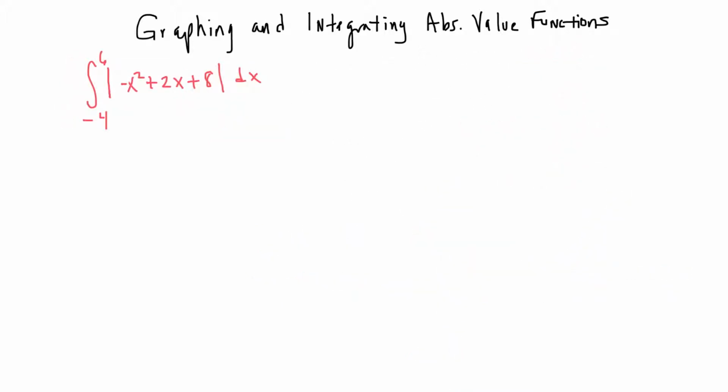So here's an example of an absolute value function where I don't have to think about the piecewise function. Instead, I'm going to remember what the absolute value is doing, which is if the function is negative, it turns it into a positive. So I'm going to look at the function without the absolute value. That would be y equals negative x squared plus 2x plus 8, and I'm going to graph this without the absolute value.